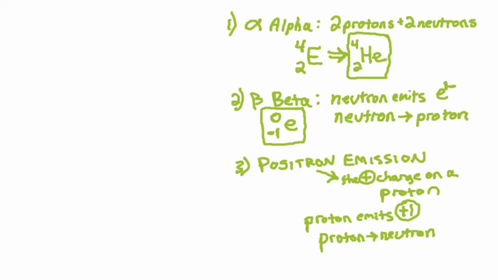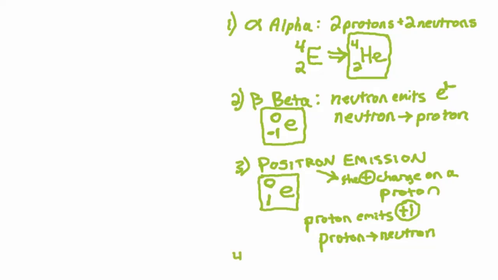And that looks almost the same as the beta, because you have 0 up here because we're dealing with charges, so we're not losing or gaining any mass, but we're losing a positive charge. So this is just going to be a +1, not a -1. And we use the lowercase e because we're talking about charges.